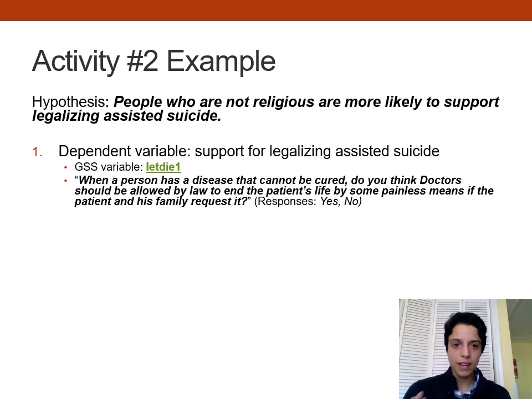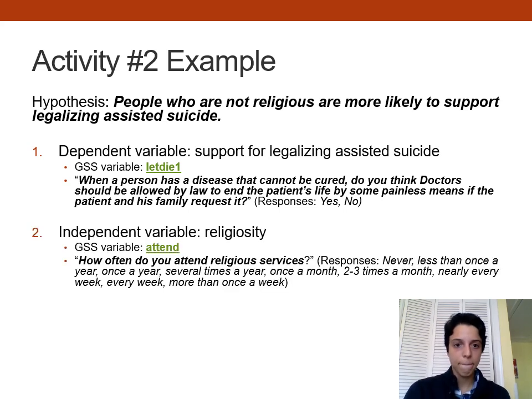So that would be my first variable. My independent variable, so that's the cause I'm talking about here, I would want to be measuring how religious somebody is. And in the General Social Survey, hang on, it's driving me crazy.